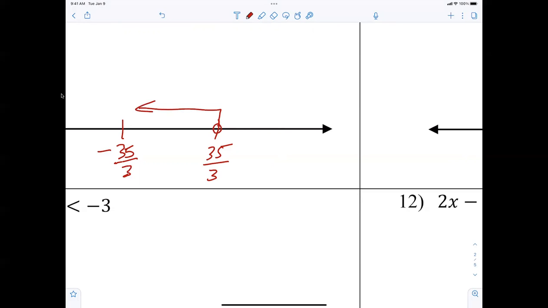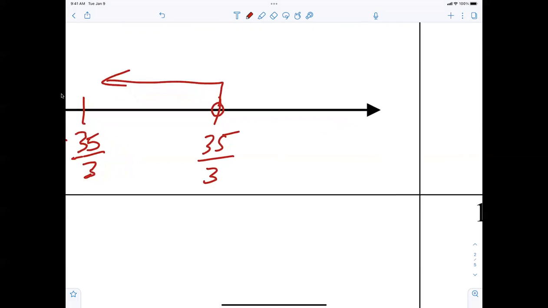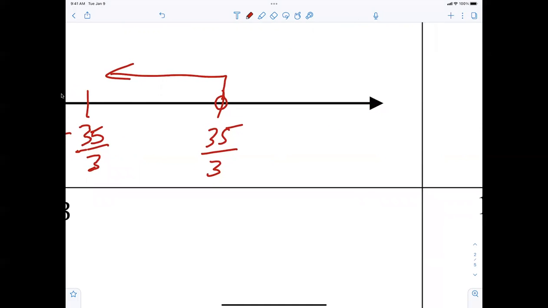All right, now I was a little upset once because I asked, well, where is 35 thirds on a number line? And some kids could not tell me. Where is 35 thirds between what 2 numbers? 3 and 4. Between 3 and 4. Anybody else? 35 thirds is between what 2 integers? 11 and 12.